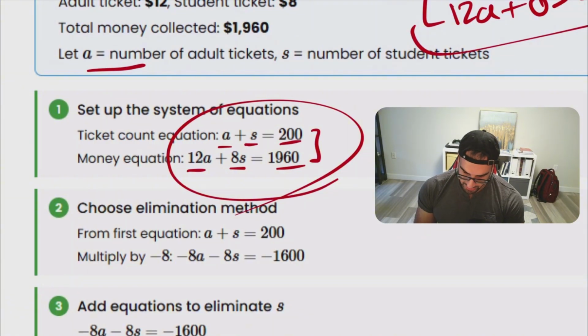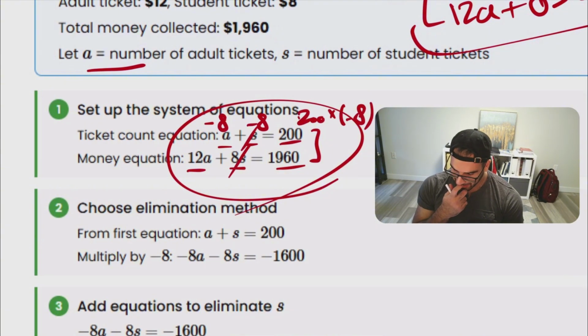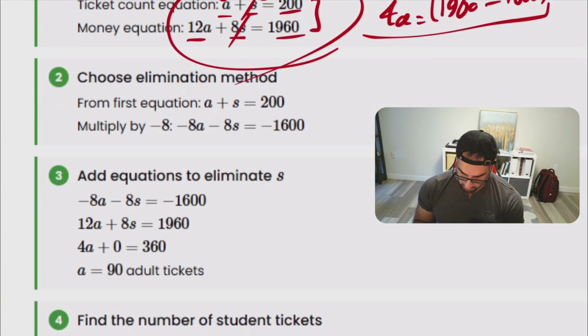Easy. I can multiply everything by -8 over here. Why? Because if I do have -8s, and 200 times -8, by the way, this guy can eliminate this guy, and at the end I do have 12a and -8a, which would be 4a is equal to 1960 subtracted by 1600. So at the end, what do I have? I do have my 4a equal to 360, and I do have a as 90.